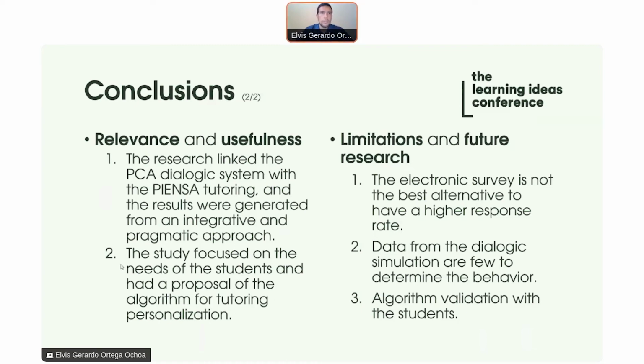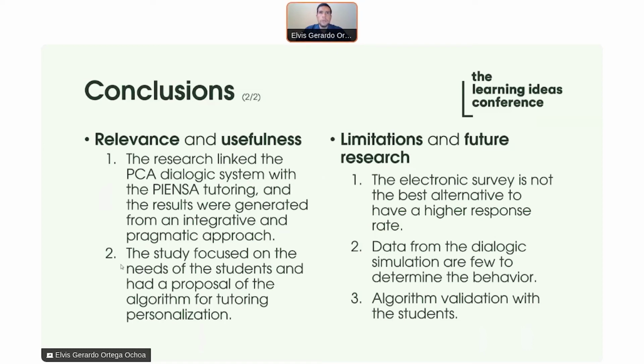Therefore, the study will allow teachers and engineers to have a solid context in the decision-making for the next phases of the design of the PCA dialogue system. Overall, the inquiry helped in the design of ICT-mediated dialogue learning applying tutoring and contributes to adaptive learning in higher education.